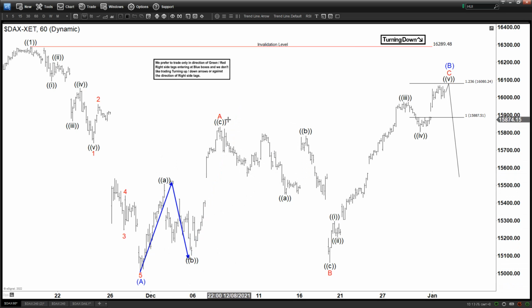Now you have three waves, and then a three-wave pullback, three waves up, three waves down, and then an impulse. So what sort of structure is that? Three waves up, three waves down, and an impulse. That is a flat structure, right? Flat is a 3-3-5 structure. It is a corrective structure, and we are already at the area between 100% and 123.6%, in which this entire flat could finish, and then from there we can potentially see a sell-off to the downside, which eventually can even break below this A.